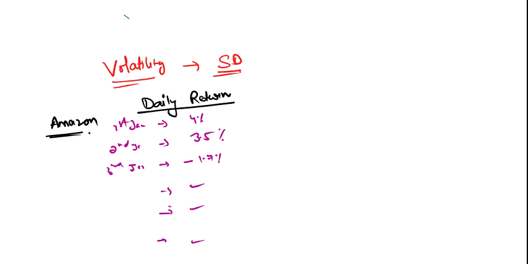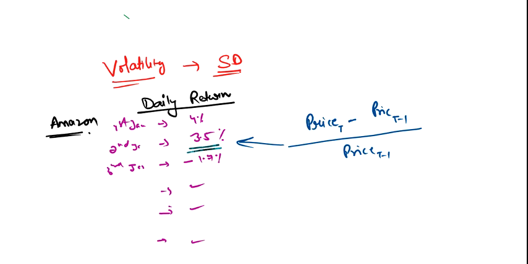Now you got the return. How did you get the return? You got the return from the price. So I'm not taking the price, I'm directly taking the return. If I want to know how to get the return, simply I take the difference between yesterday's price and today's price, divided by yesterday's price. This will give me the return. So this is how I calculate the returns, and my returns are continuously compounded returns.